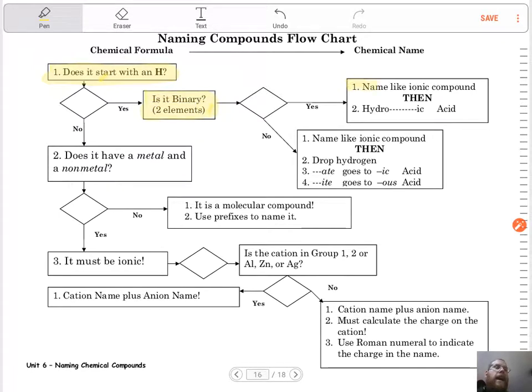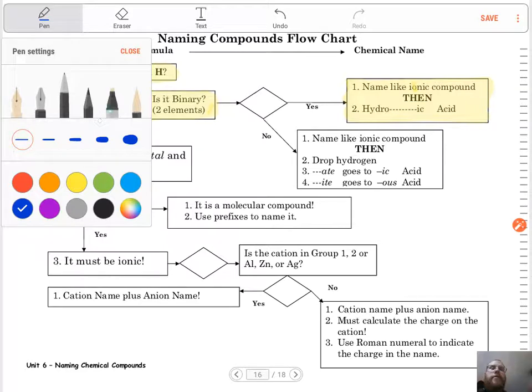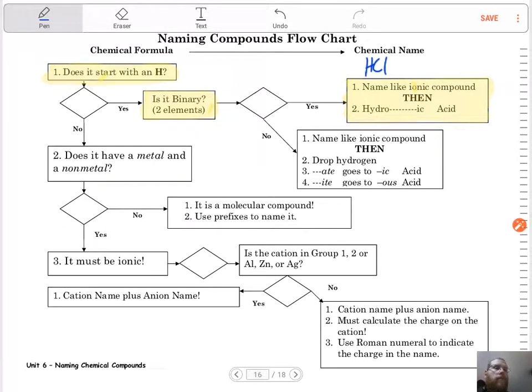If it's binary, how those binary acids get their name, which you have in Table K, is like this: you're going to name it like an ionic compound. So something, for example, like HCl. We would call this hydrogen chloride, but instead of calling it hydrogen and chloride, we would call it hydro for the hydrogen. We take the root for chloride, which is chlor, and we put ic at the end. So this would be hydrochloric acid. That's all you're doing here. So if it's HI, it'd be hydroiodic. If it's HBr, hydrobromic. That's if it's binary.